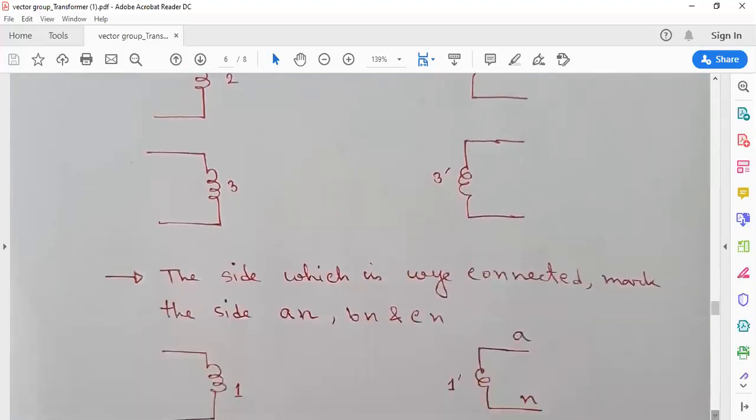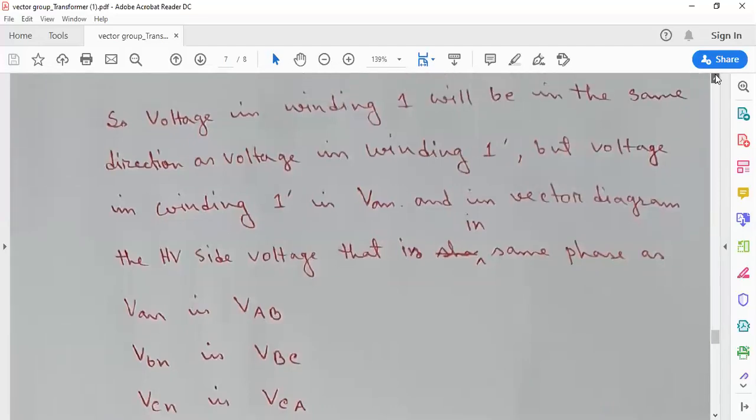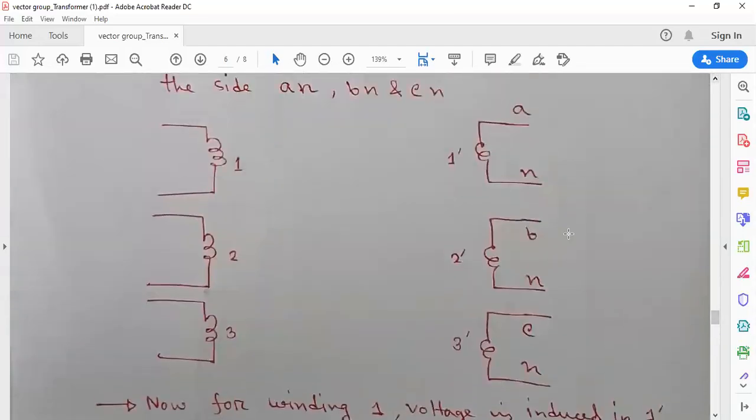The next step will be, whichever side is Y connected, we can mark it first. We have to mark it first. For us, the secondary winding is Y connected, like the example given to us is DY11. So the secondary low voltage side is the Y connected winding. So we have to mark this side. So Y connected marking will be AN, BN, CN.